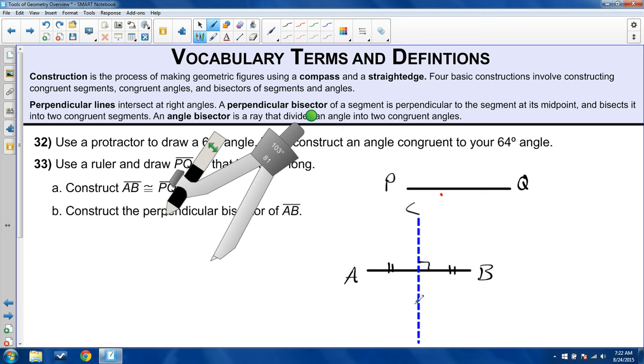If I called it CD, and let's call this point E, then I'd say that segment CD is perpendicular to segment AB, and segments AE and BE are congruent, or EB. There we go.